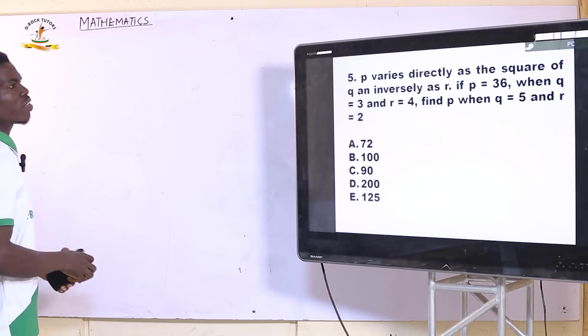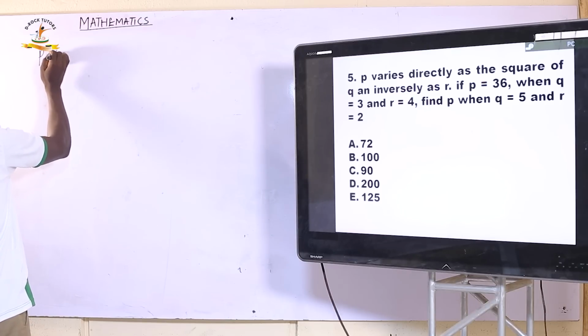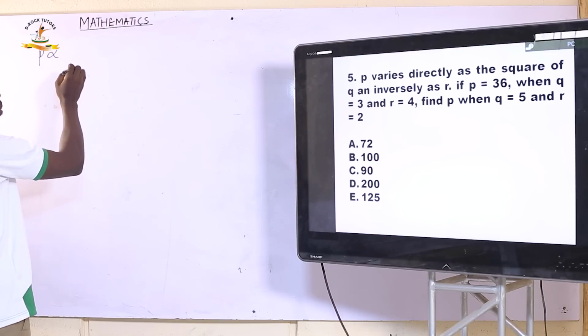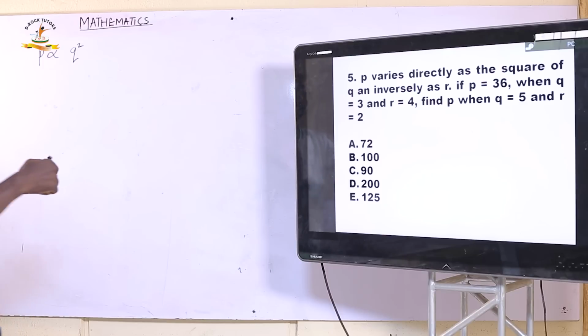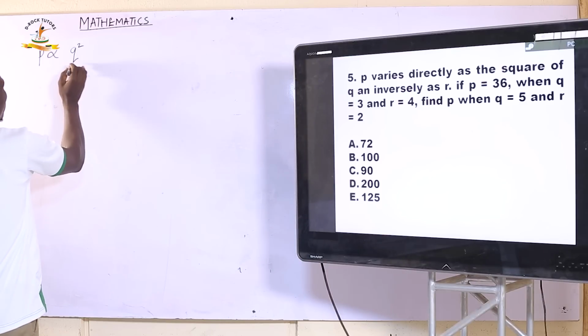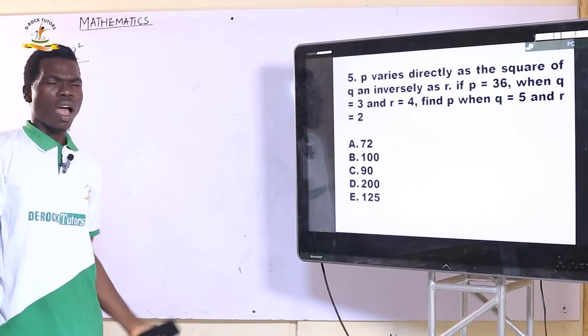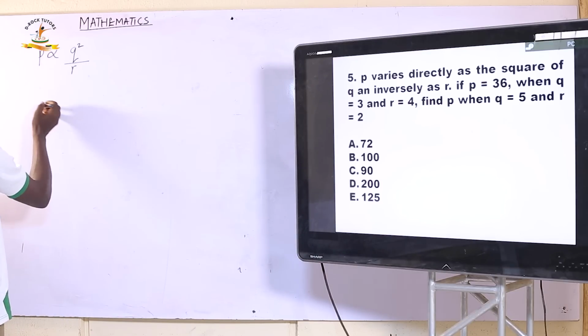So we say, the question says P varies directly as the square of Q. So I'm going to put Q, then squared. But inversely, so when I hear inversely, it will be on the denominator side, as R. I put R here. This is just the statement that you need. However, from this statement, you can introduce a constant of proportionality to change the variation sign to an equality sign.